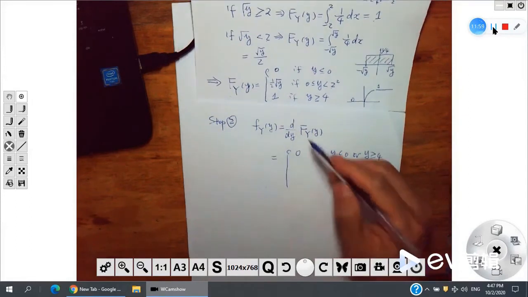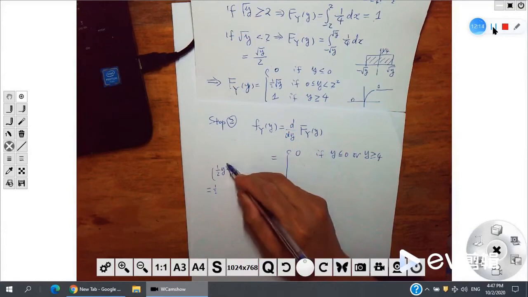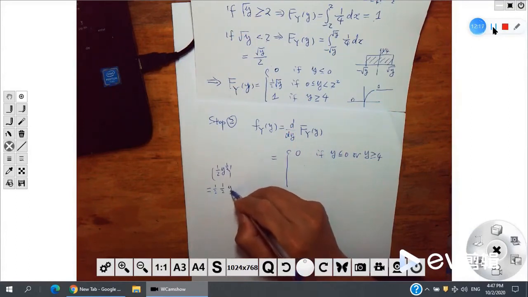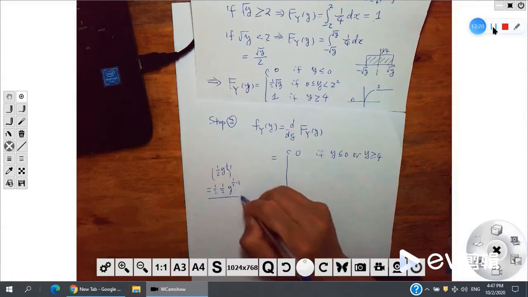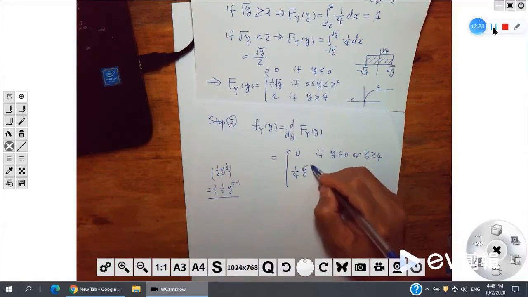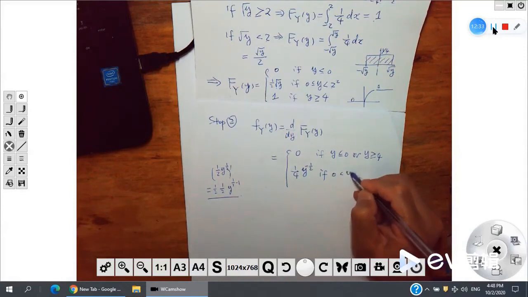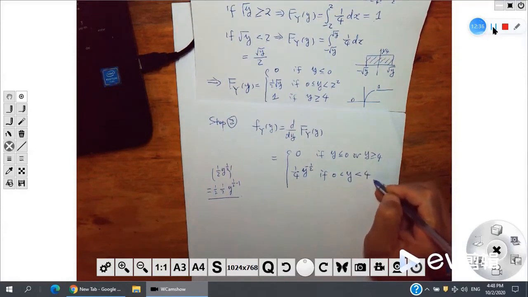And if it is this one, this is a half of y to the half. Take the derivative, it will be 1/2, this constant 1/2. And I move the power to the front, and then y to the power minus 1. So it is 1/4 times y to the negative 1/2, if y is between 0 and 4. Now we have this one, so we have the density.